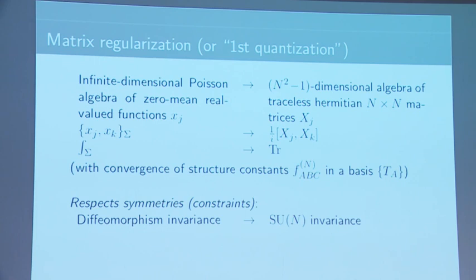And then the nice feature here is that there is a convergence, so we can essentially, a little bit independently of the actual topology and so on of the surface, arrange a basis of our traceless Hermitian matrices such that the structure constants in this basis converge to the given one.